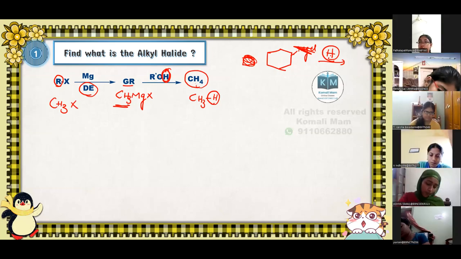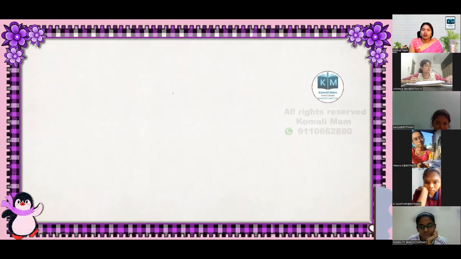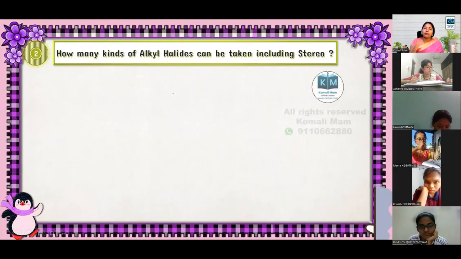Do you understand how I wrote the product, the back reaction? It is CH3X. If it reacts with magnesium, it forms CH3MgX. Upon treating with alcohol, you will be getting methane gas. Question number two.